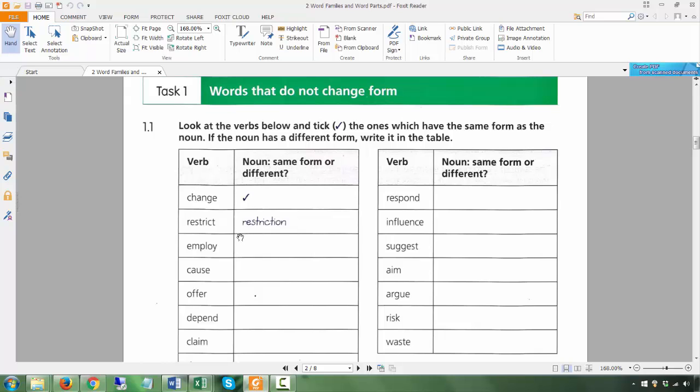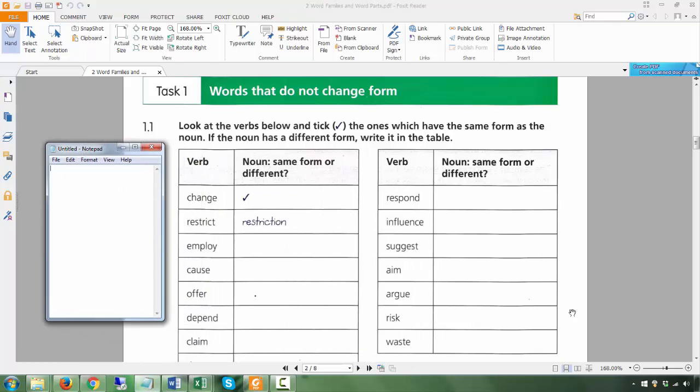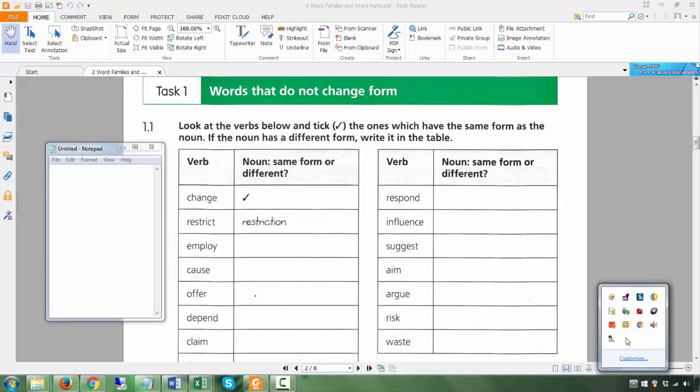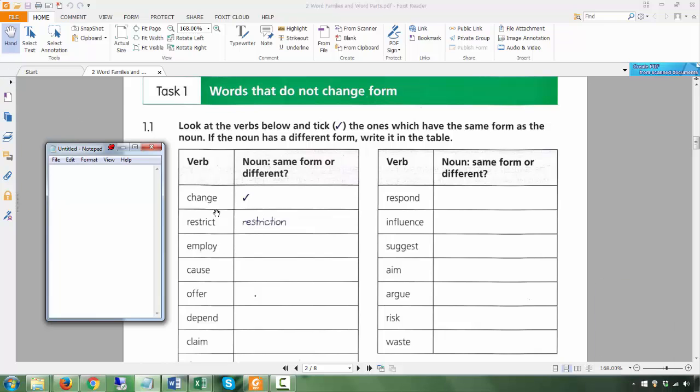what they're asking you is that if the noun version of change is the same, which means it's also change, then you just put a tick. If the noun version of restrict is different, then you just write it out. Okay, so change, the noun version is also change, whereas restrict, the verb restrict, the noun is not restrict, it's restriction. Employ, the noun is basically employment.